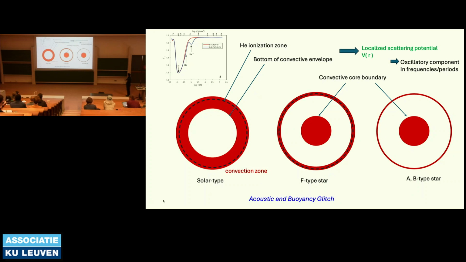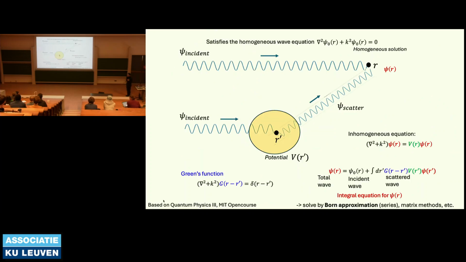So to study this, we can use some techniques from quantum mechanics. Let's say we have some incident wave from the left-hand side, propagating from left to right. And then we also have some localized potential, let's say an acoustic potential or a buoyancy potential. The total wave function is the sum of the incident wave and the scattered wave. The incident wave satisfies the homogeneous wave equation, and the total wave function satisfies the inhomogeneous wave equation with the potential on the right-hand side.